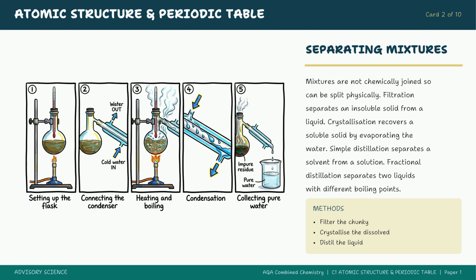You might be familiar with fractional distillation of crude oil. This is when you can separate a mixture of liquids with different boiling points, such as ethanol from water. If you're asked which method to use, look at what's being separated. If it's a solid in a liquid and the solid does not dissolve, then you filter it. If the solid is dissolved in the liquid, then you crystallize it. If you've got a liquid in solution, then you distill it.